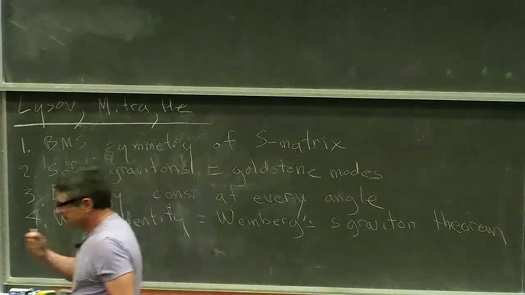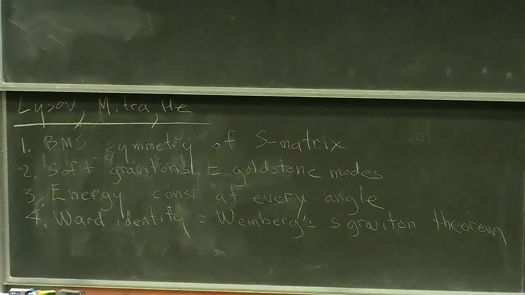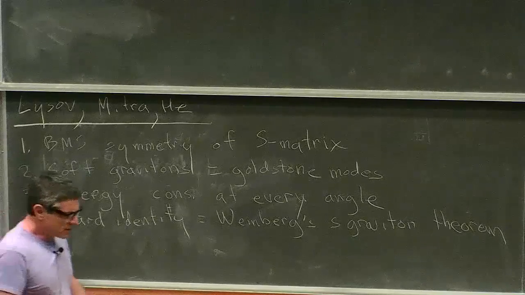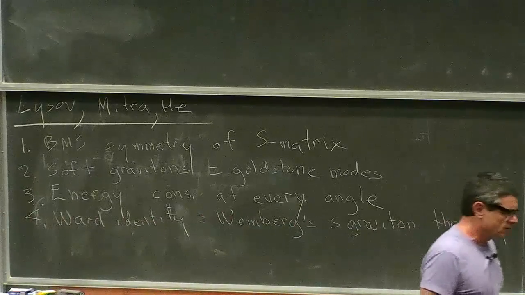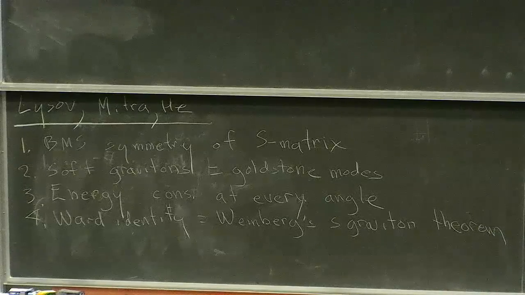And finally, I can't describe it all in 30 minutes, and I won't mention this much, but everything I'm going to say about gravity is also true both for non-abelian gauge theories with massless gluons or electrodynamics with charged massless particles. There's infinitely many symmetries, asymptotic symmetries. They have a ward identity, and their ward identity is what we call the soft photon or the soft gluon theorem.